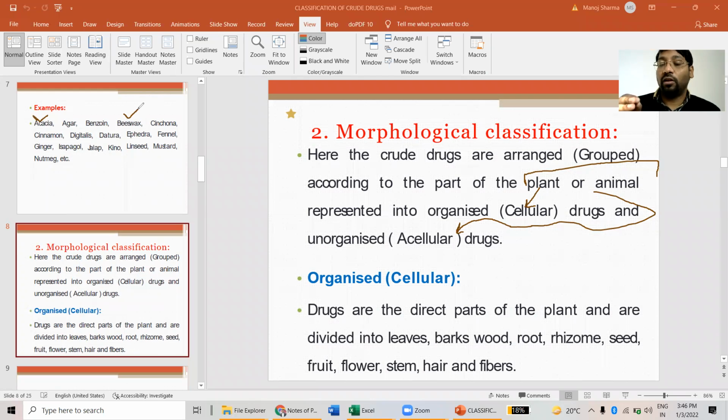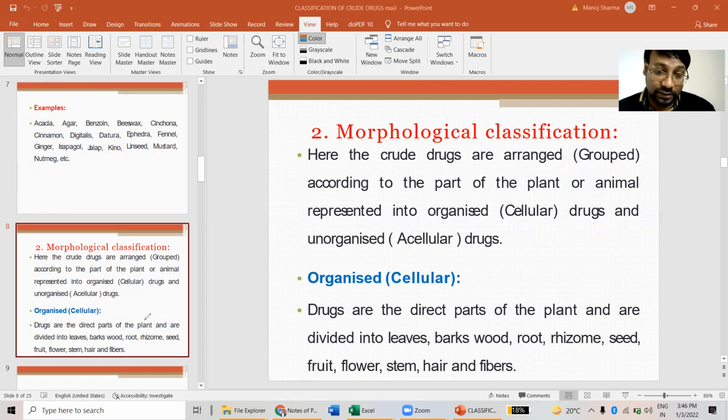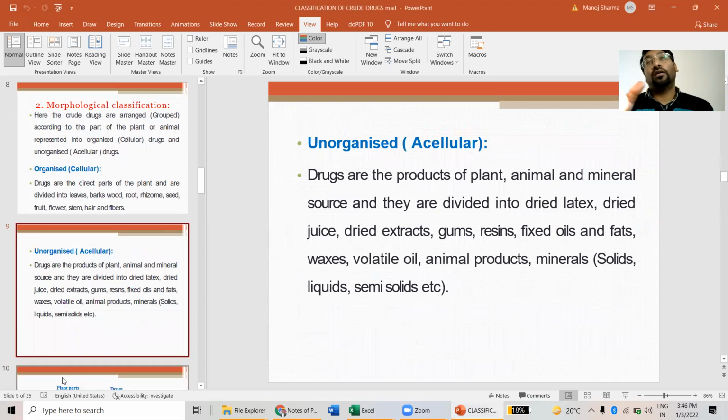So similarly we can classify on the basis of morphological classification into two parts, cellular and acellular, right? Cellular drugs are those drugs which have tissues, that can be leaf, bark, wood, root, rhizome, stem, seed, fiber, anything. Acellular crude drugs are those which do not have these structures, which do not have cells in them, that we call acellular or unorganized. Now you understand the questions.